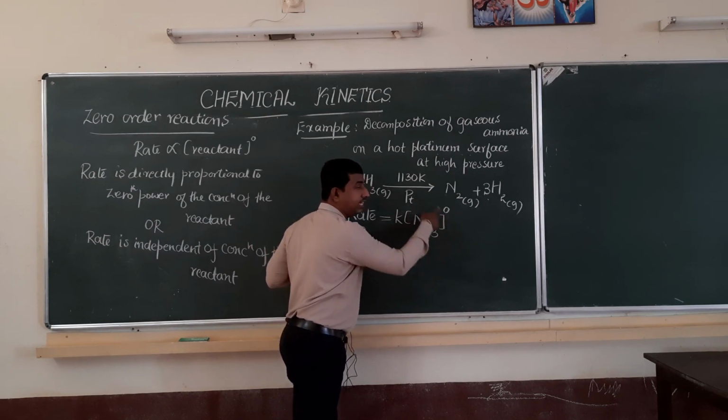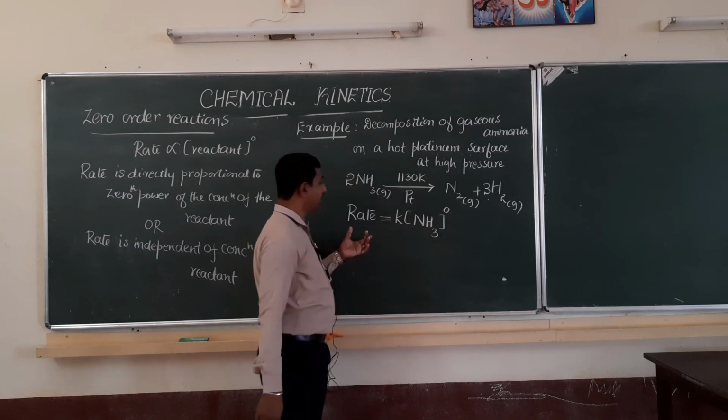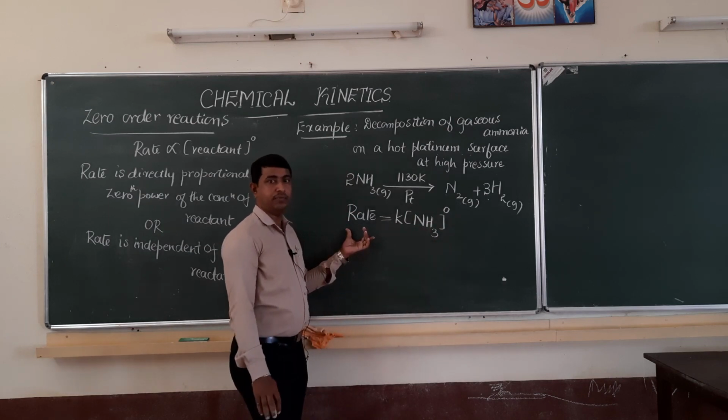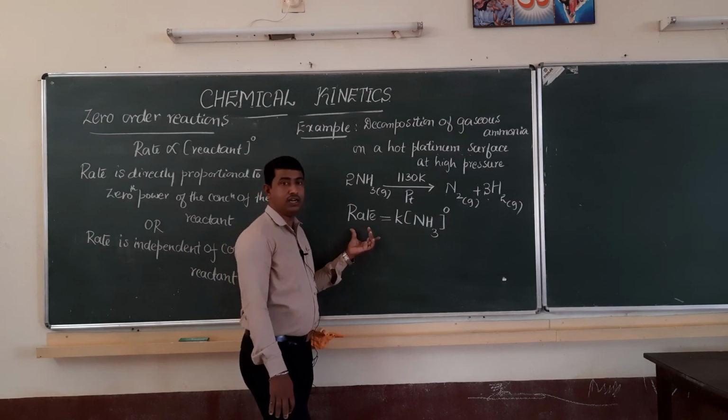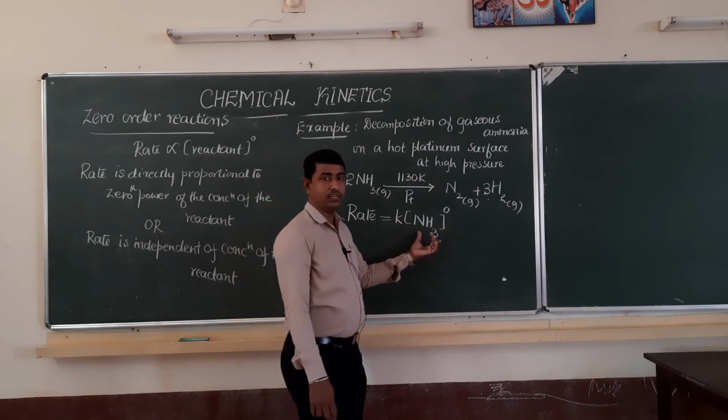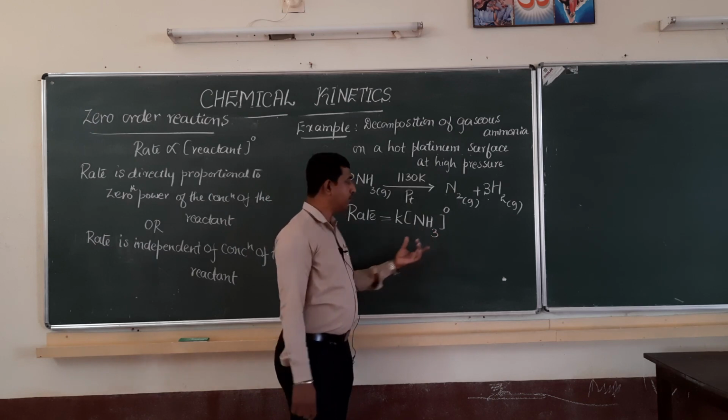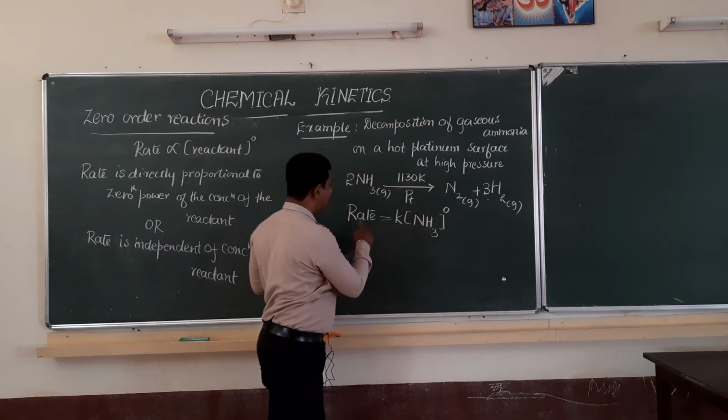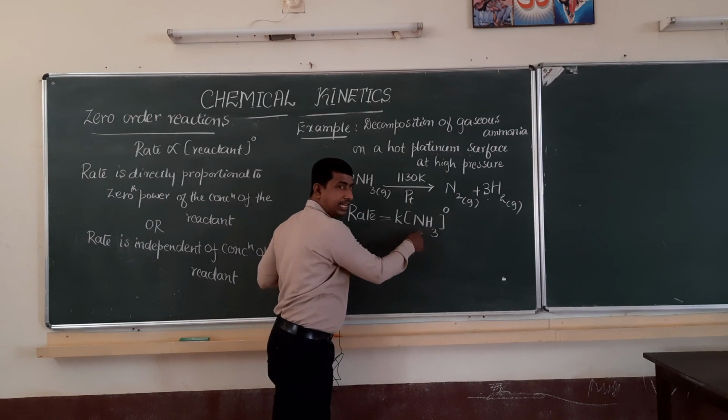Because on varying the concentration of ammonia, the rate of the reaction remains as it is. So the rate will not change on altering the concentration of ammonia. So its power is 0. So rate equals K into NH3 power 0.